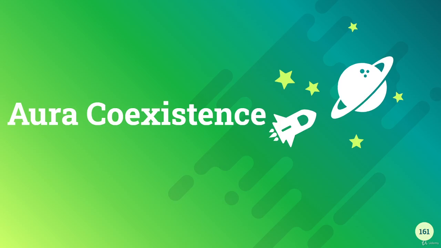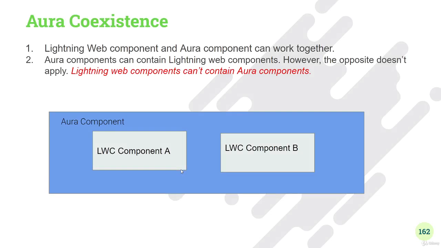In this video, we'll talk about Aura Coexistence. So till now we have seen how we can communicate from parent component to a child component and child component to parent component in Lightning Web Component. But in real projects, we always have a scenario where we have to communicate between Aura component and Lightning Web Component, and there the Aura Coexistence comes.